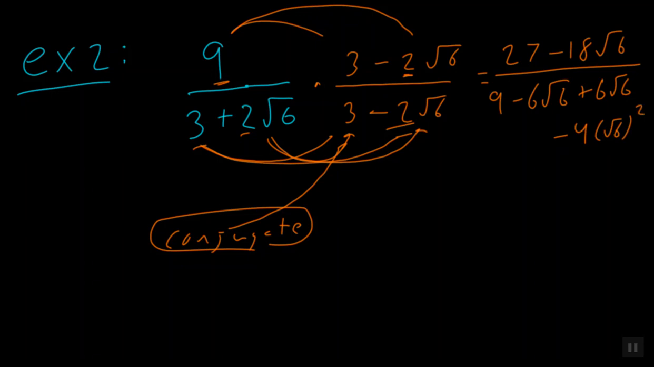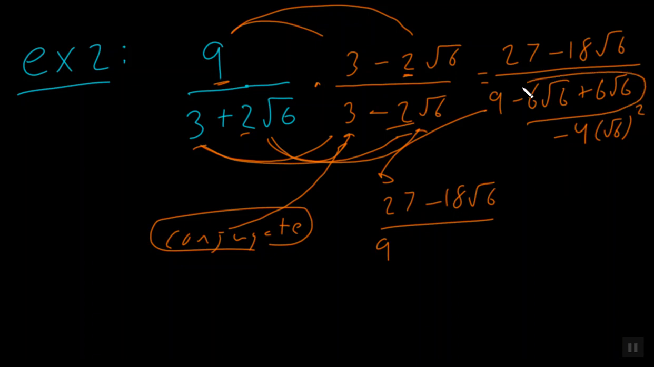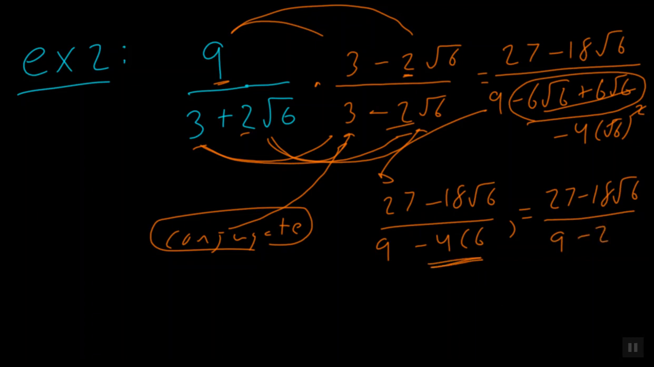Okay, so I'll bring this out here so we don't have to cramp it down so much. So now I have 27 minus 18 square roots of 6. That will not change on the top. And I have 9. But negative 6 square roots of 6 and positive 6 square roots of 6 will cancel out. And I have negative 4 times the square root of 6 squared, the square root and the square cancel, times 6. Okay, let's write one more version of this. We now have 27 minus 18 square roots of 6 all over 9. And what's negative 4 times 6? Well, that's negative 24.